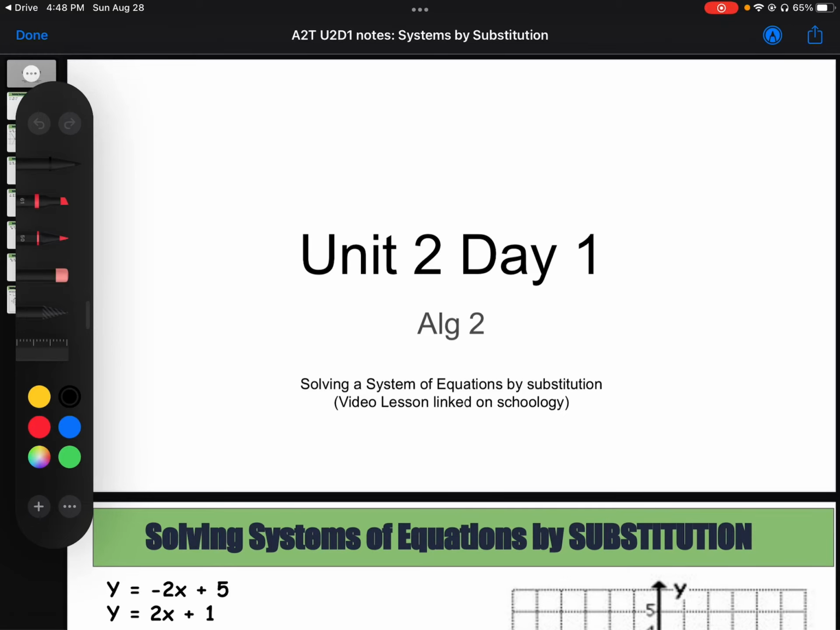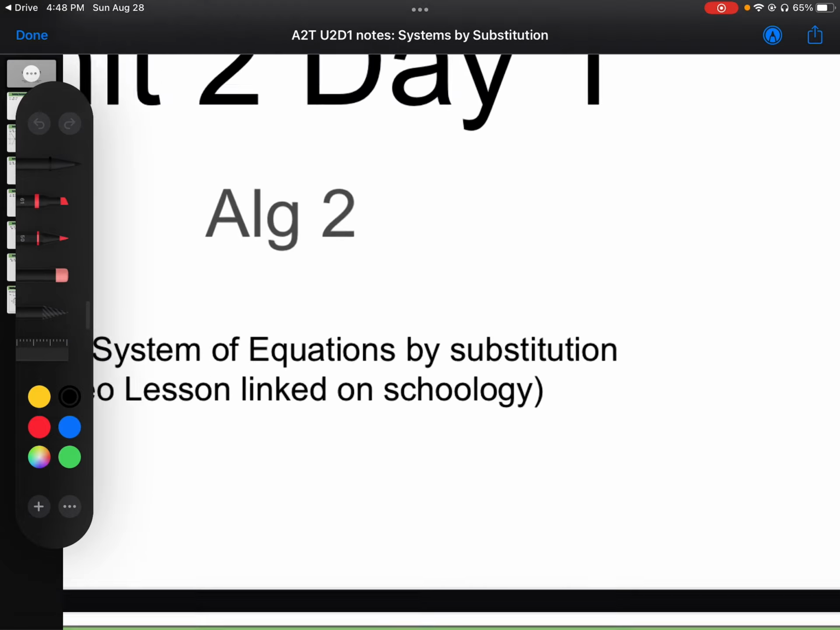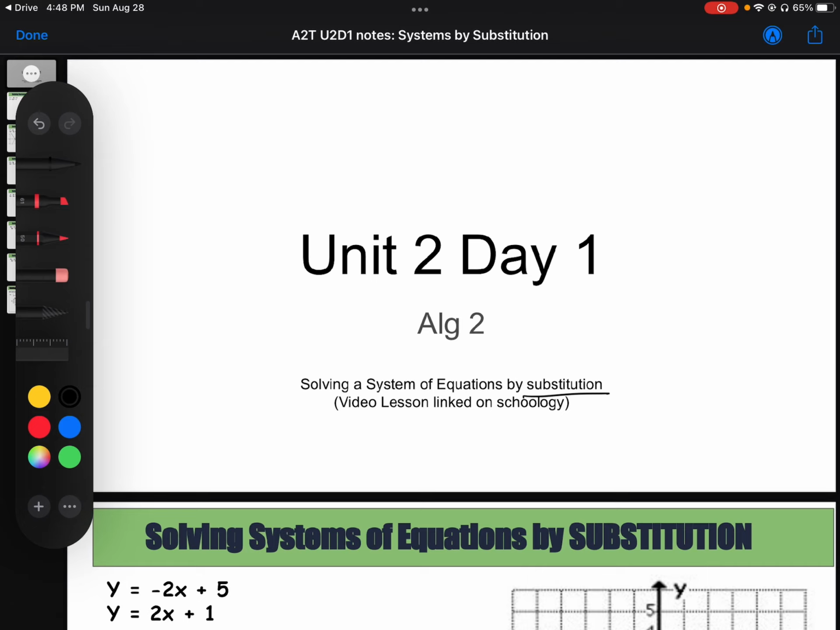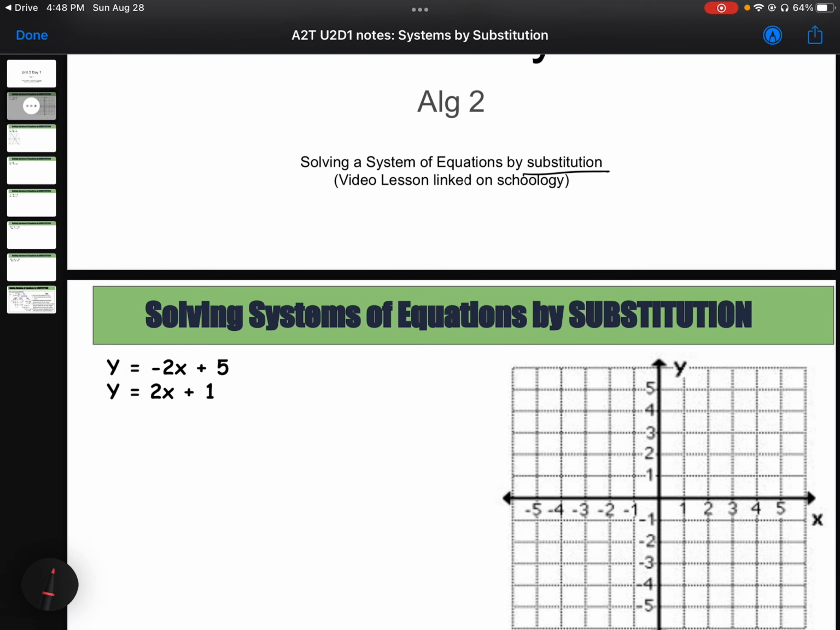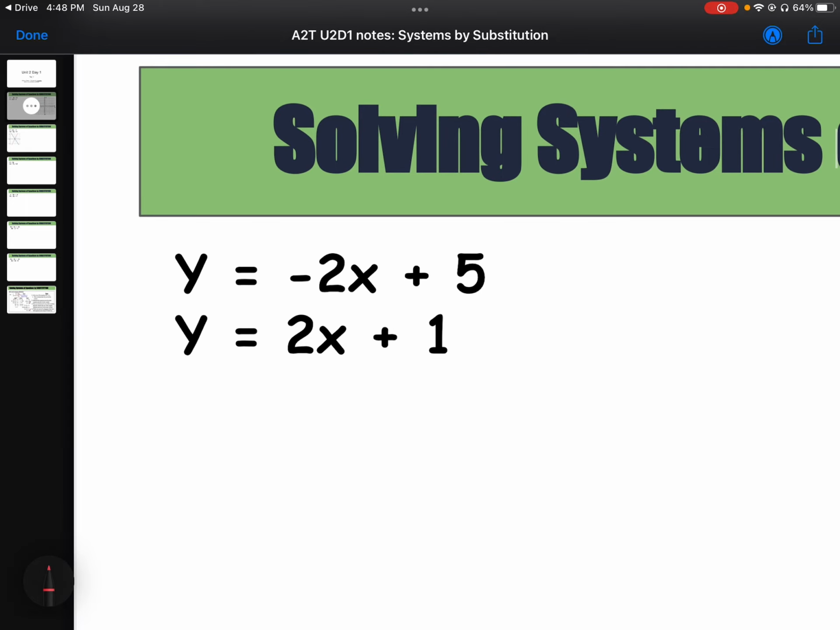Okay, so today we're going to do Unit 2, Day 1. We are solving a system of equations using the substitution method. Our first example. So we have both of these equations here. They're both linear. We are going to use substitution. So substitution is where we plug in one equation into the other.